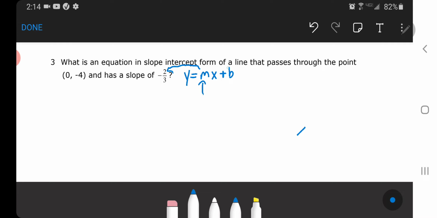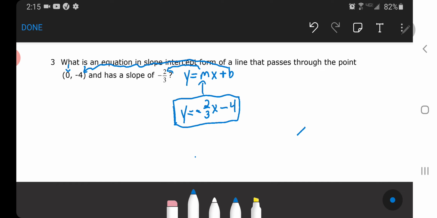Of course, our y-intercept is where x equals 0. What is our y value? Well, lo and behold, look at this. It gave it to us. Right there, our x is 0, so negative 4 is our y-intercept. We just need to plug that in. So y equals, well, plug in the slope, we get negative 2/3 x. And lastly, plug in that negative 4 for the b, so minus 4. All right, so there you go. There's our equation in slope-intercept form.